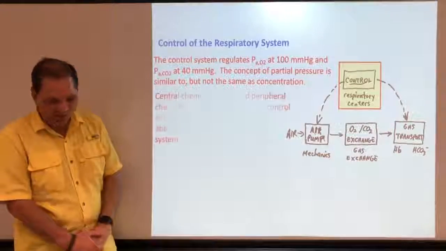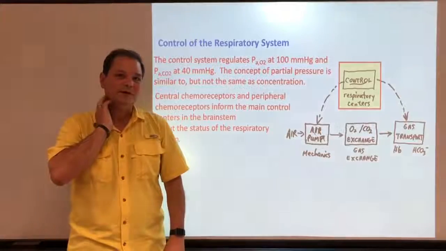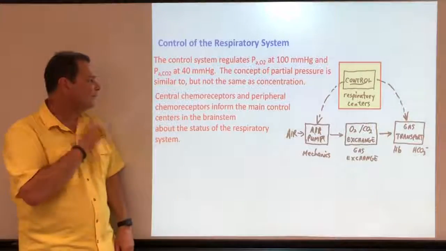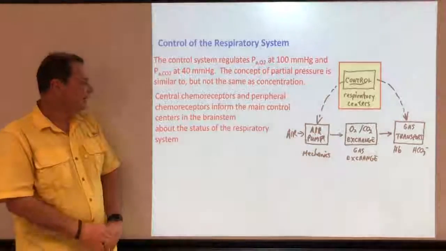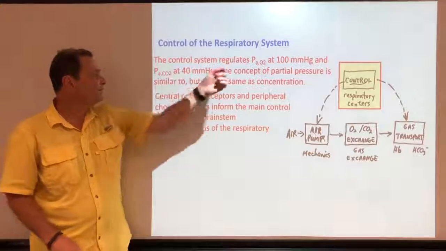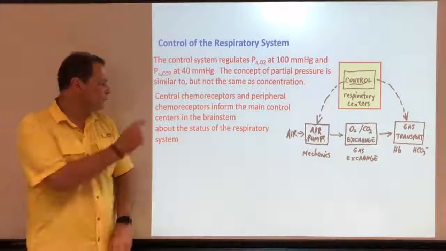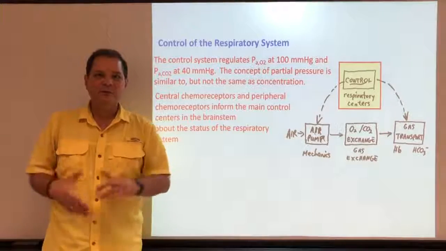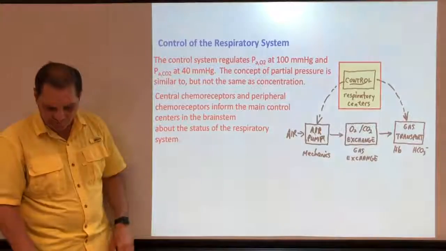And so you have centers within your brain and within your periphery. In the periphery, it's mostly in the carotids, which detect these gases. They tell the control centers in the brain what the concentrations, the partial pressures, of these gases are, and your central nervous system alters respiration based upon what it sees here.